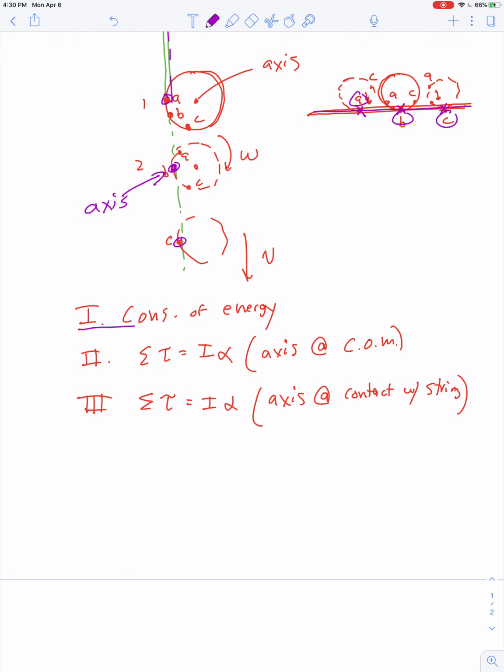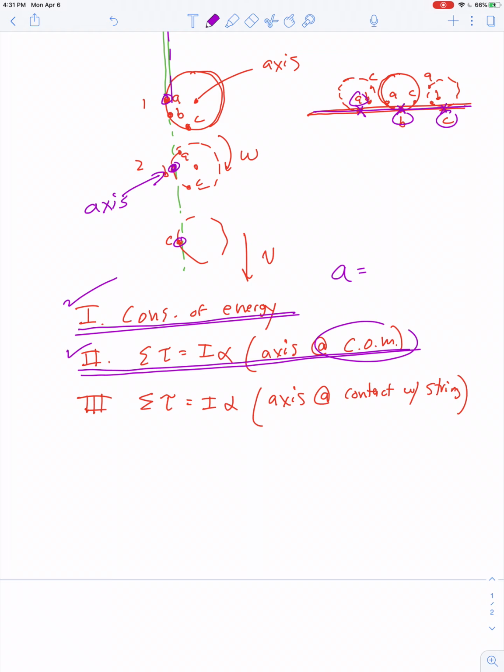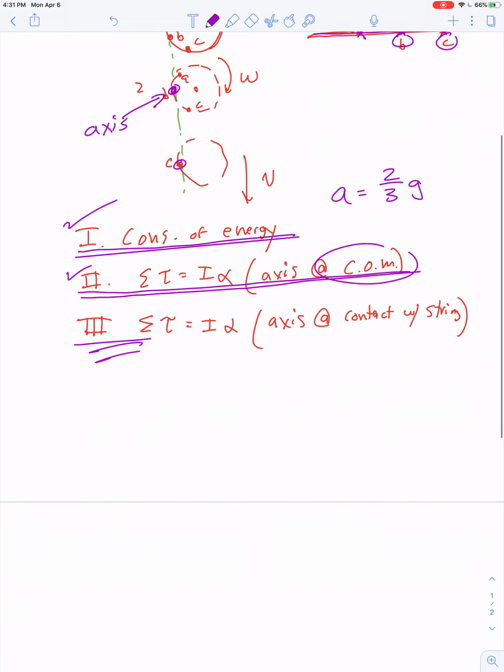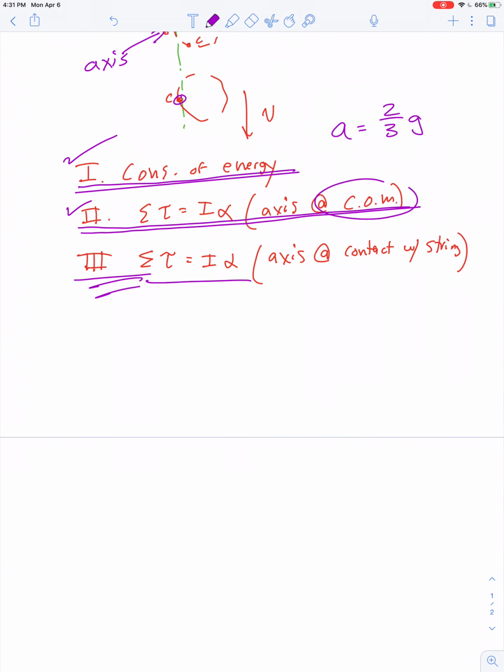If you need to review, I encourage you to press pause, go back, and find the videos where we derive the equation for the acceleration of this system using conservation of energy and using torques when considering the axis at the center of mass. We found the same result in both cases. What we found was the acceleration is just equal to 2/3 g. So how can we do that with a different axis? No problem. Net torque equals I alpha.